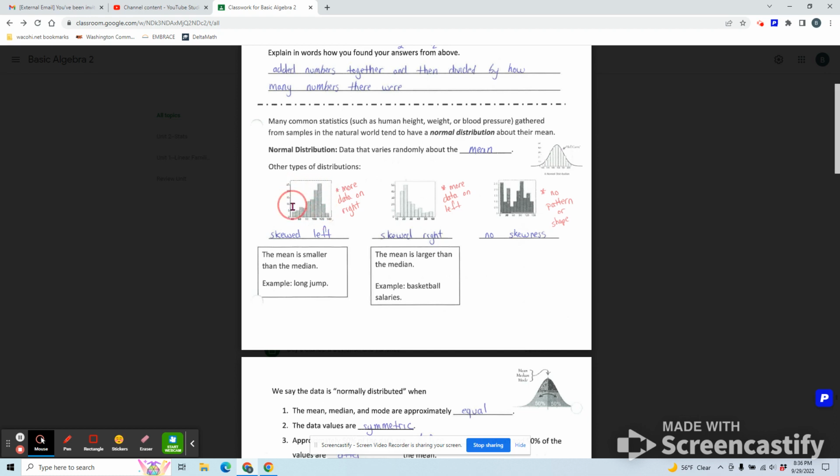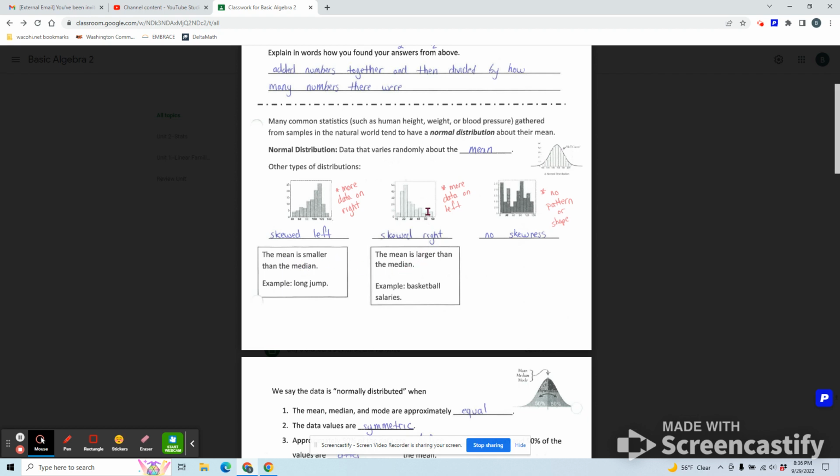So here's another type of distribution. This one is skewed left. So a lot of my data is over here, and there's not a lot over here. So it means the mean or the average is smaller than the median. So an example is a long jump. Your median is your middle number, remember, and then your mean is the average. So you're saying your average is smaller or less than what your middle number is.